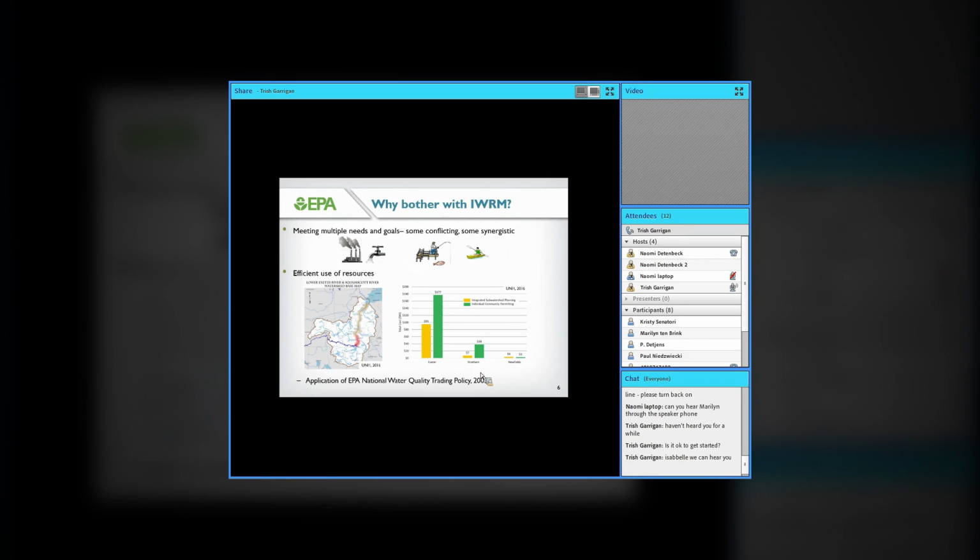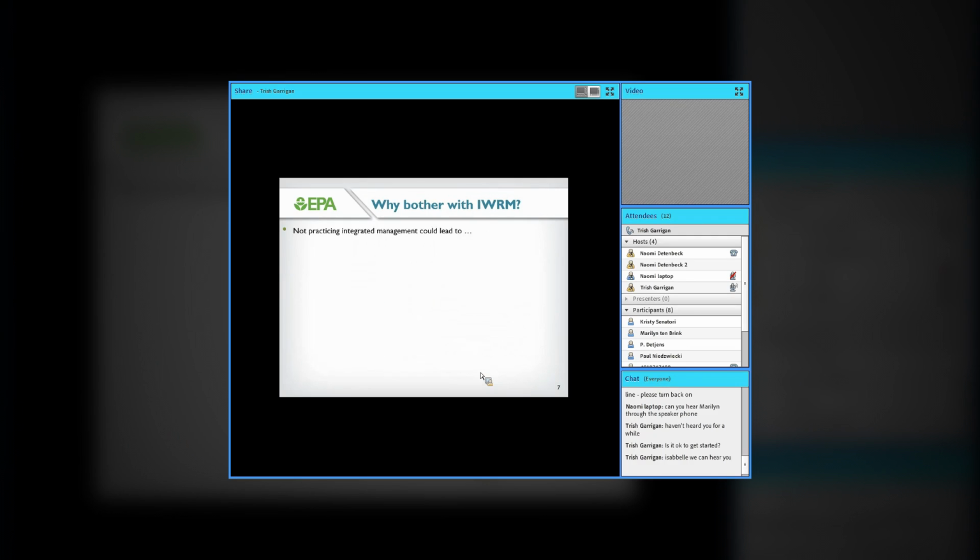Now let's look at the two carrots, and now we can look at a stick, which is what happens when we don't practice integrated management. So as we've already heard, it could lead to preventing flooding in your own backyard, but creating flooding for someone else.